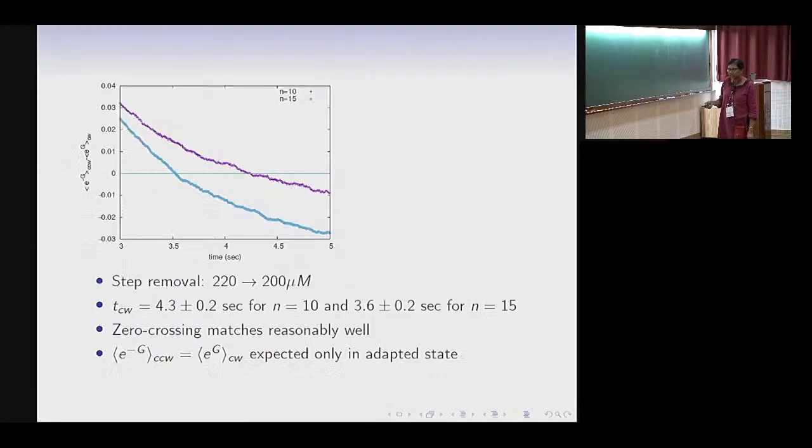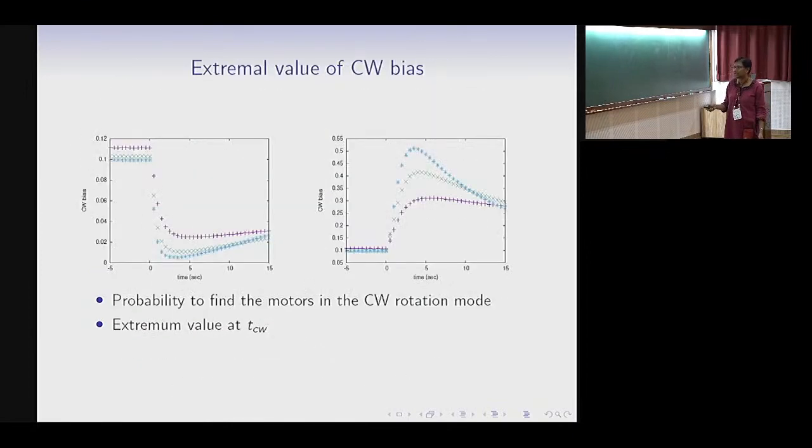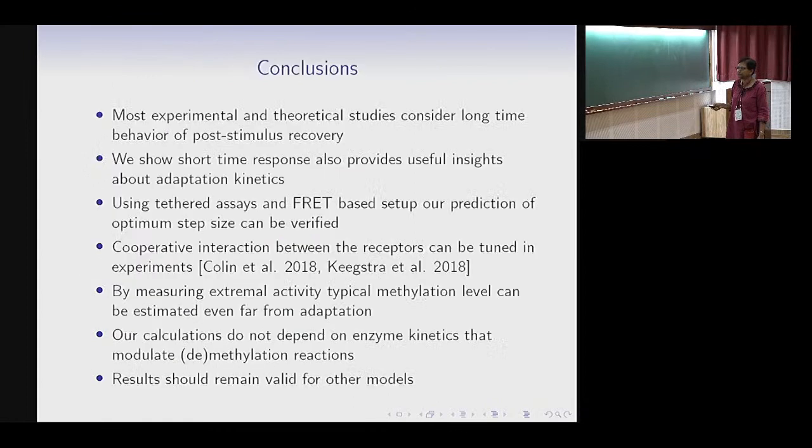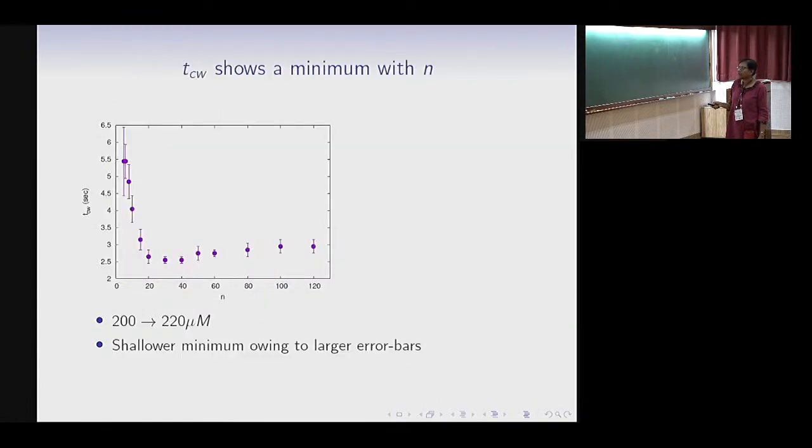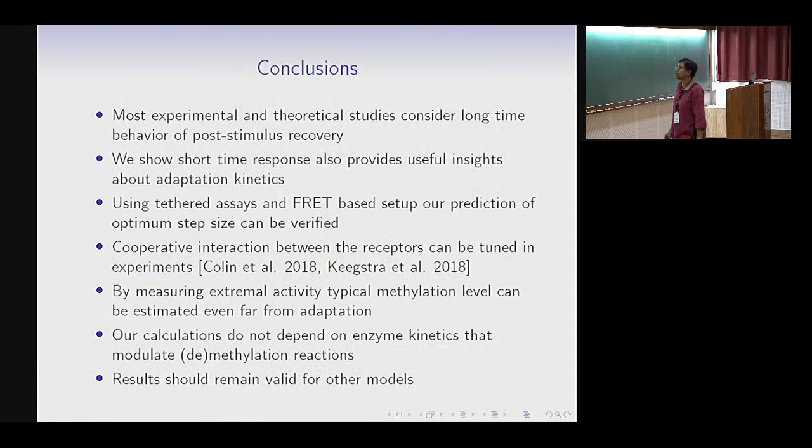So we independently measured these quantities in simulation and we plotted them as a function of time. And indeed we see the time at which it crosses 0 is the same as the time TCW that we had measured in this type of measurement. Okay. Even in this case, TCW shows a minimum with n, although here error bars are larger and as a result the minimum is slightly shallow. Significantly shallower compared to what we had seen for the receptor activity case, but you can still see that there is a minimum. So finally, to conclude, I think I finished before time.